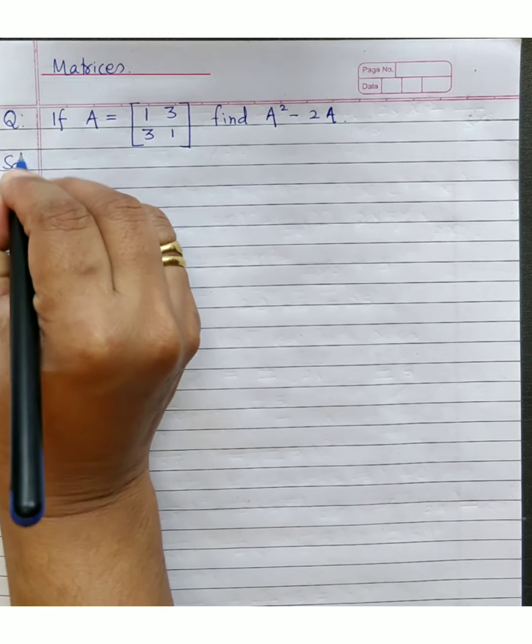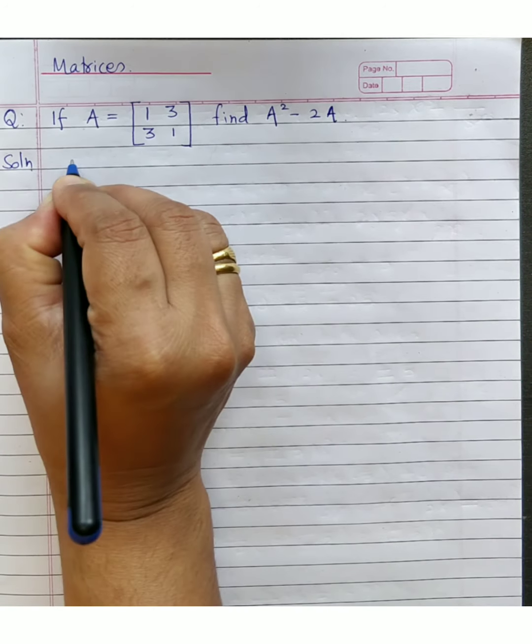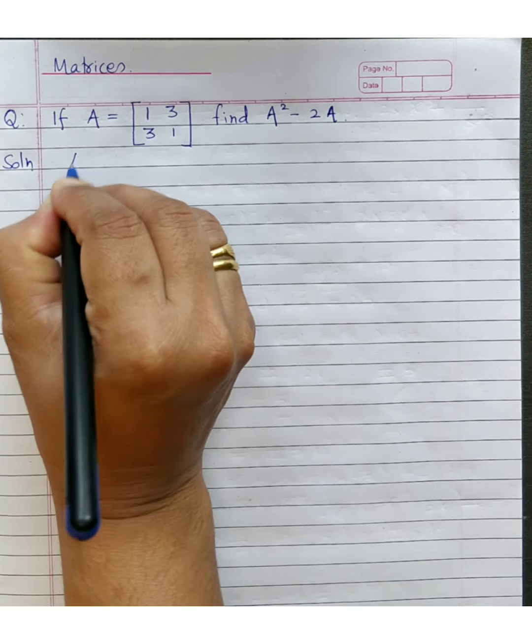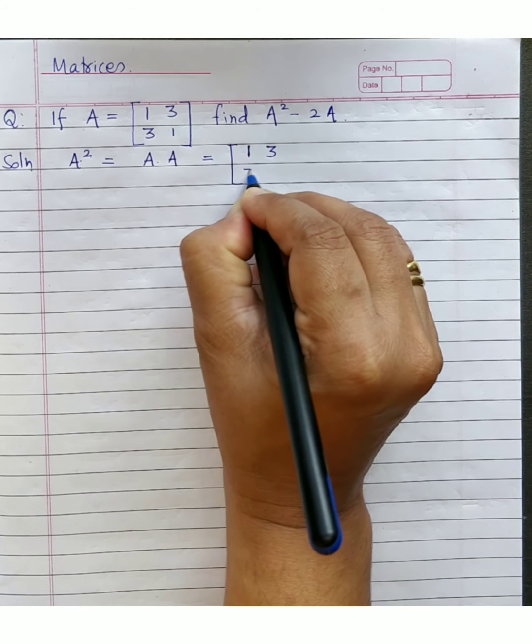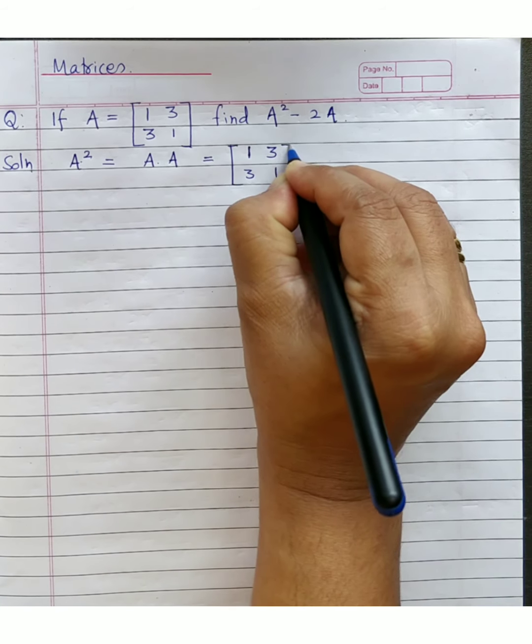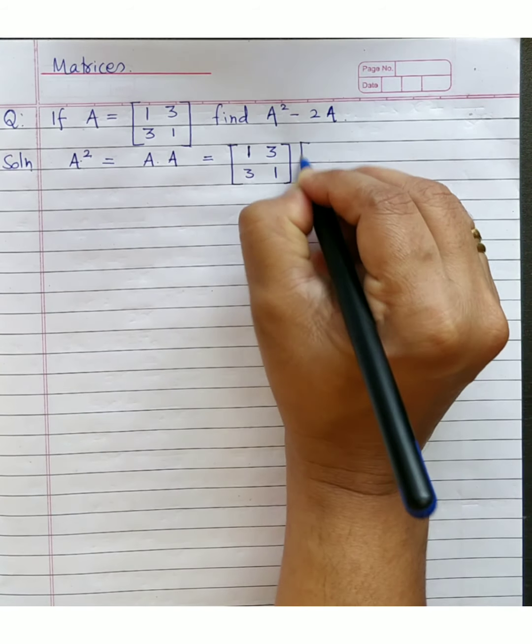So first thing what you need to understand here is what is meant by A square. A square means matrix A multiplied by itself. Make this point very clear that you are not going to square each element of that. That is the first point to be noted by everyone. So we shall multiply this as two matrices.